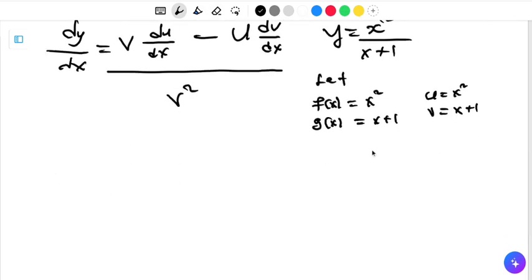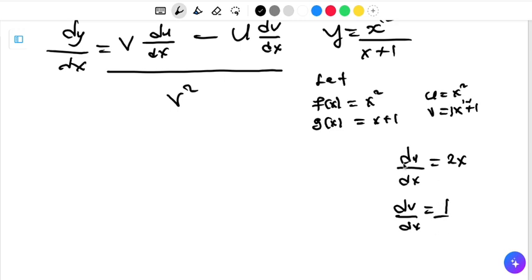Okay, let me start with this one. What is our du dx? This is just going to give me 2x, and dv dx is just going to give me 1, because the derivative of a constant number is 0.